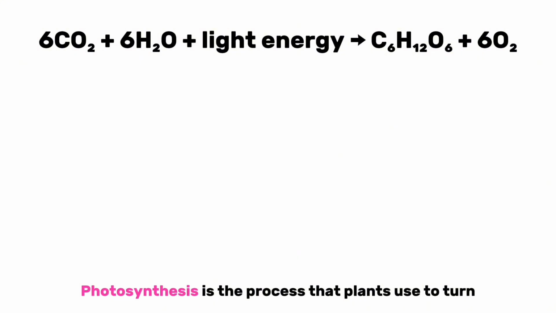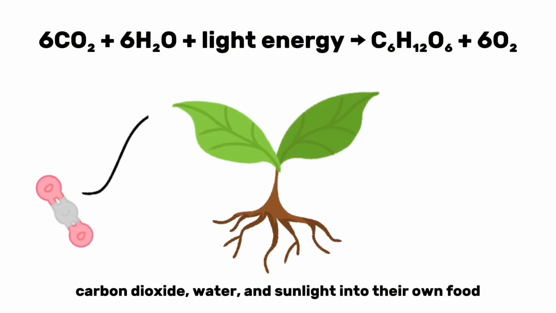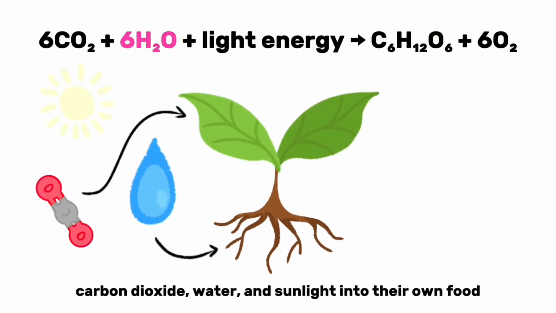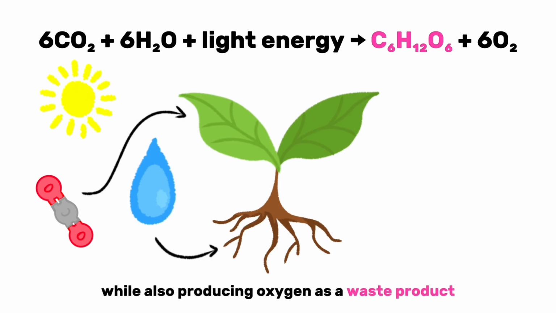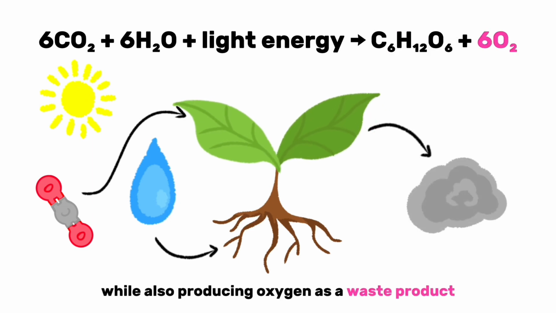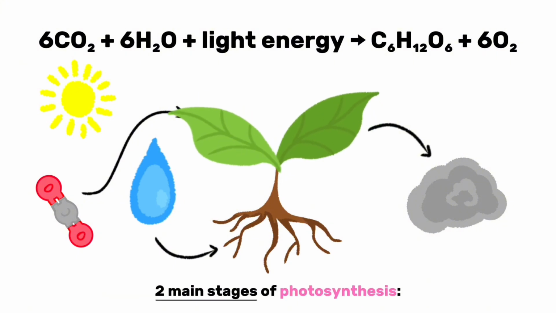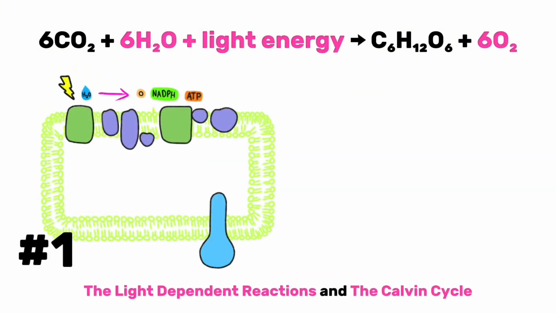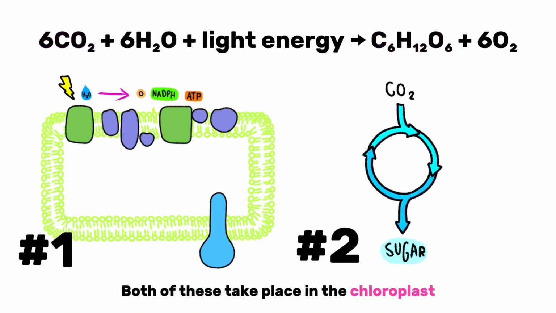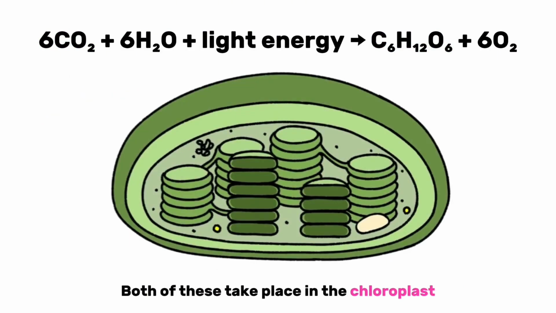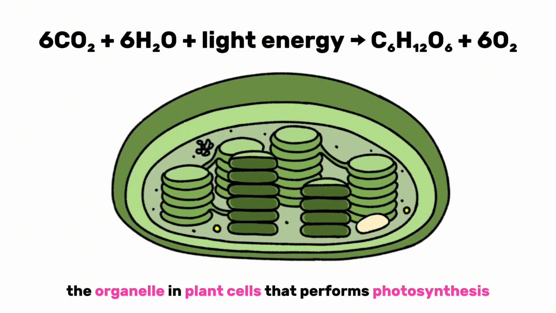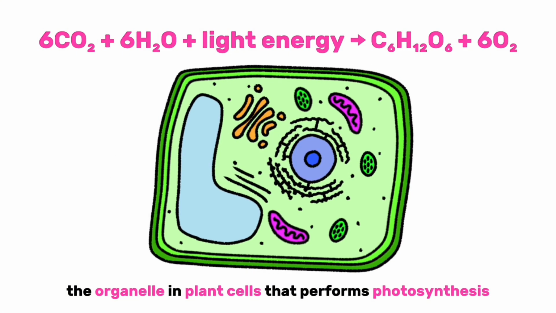Photosynthesis is the process that plants use to turn carbon dioxide, water, and sunlight into their own food, while also producing oxygen as a waste product. This will make more sense after we go over the two main stages of photosynthesis: the light-dependent reactions and the Calvin cycle. Both of these take place in the chloroplast, the organelle in plant cells that performs photosynthesis.